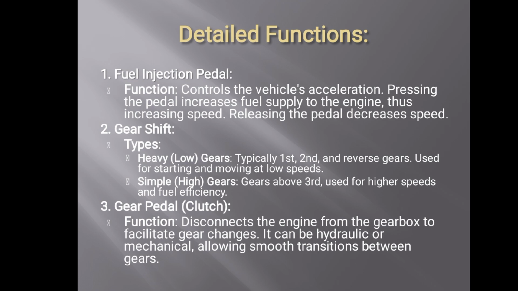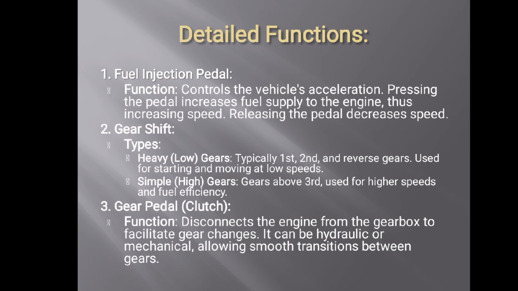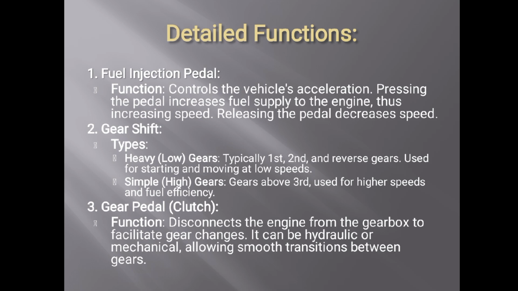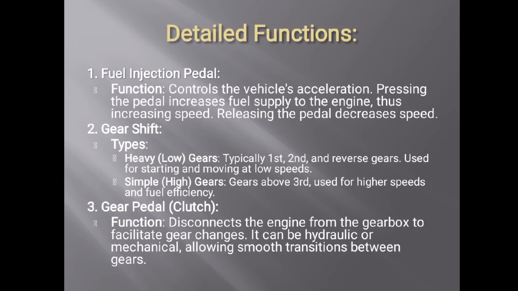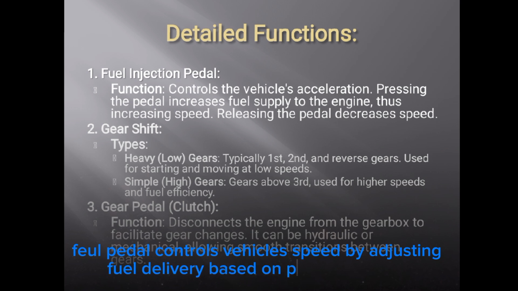As you can see from the screen, the first one is the fuel injection pedal. So what is it used for? As I said above, it is used to control the vehicle's acceleration. It either increases the speed or slows it down. Pressing the pedal increases fuel supply to the engine, and it results in increasing the speed of the car. And vice versa, releasing the pedal decreases the speed. Generally speaking, by adjusting fuel delivery based on pedal position, it allows precise control of the vehicle's speed.